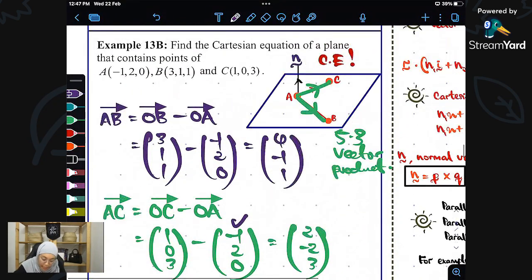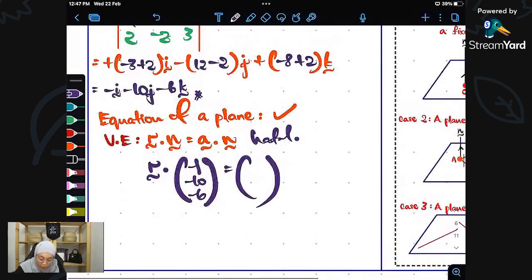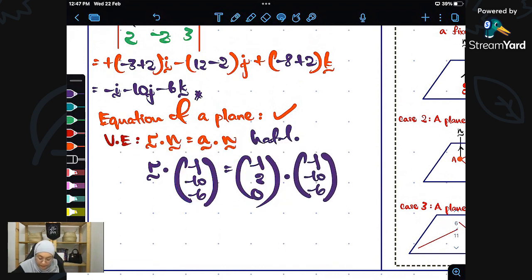You take point A, the one you started with, as your fixed point. Okay, what is that point again? -1, 2 and 0. And then you dot again with its normal vector.